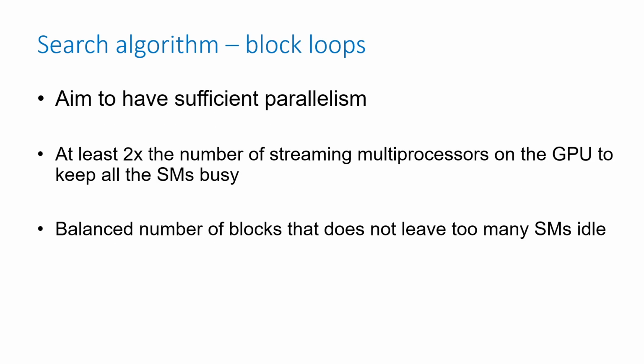When you get to the block level, you aim to have sufficient parallelism, because usually the outermost loop, the block level loop, is the one that is used for parallelism, and they use twice the number of streaming processors on the GPU to keep them busy, because you don't want to have any of them idle.